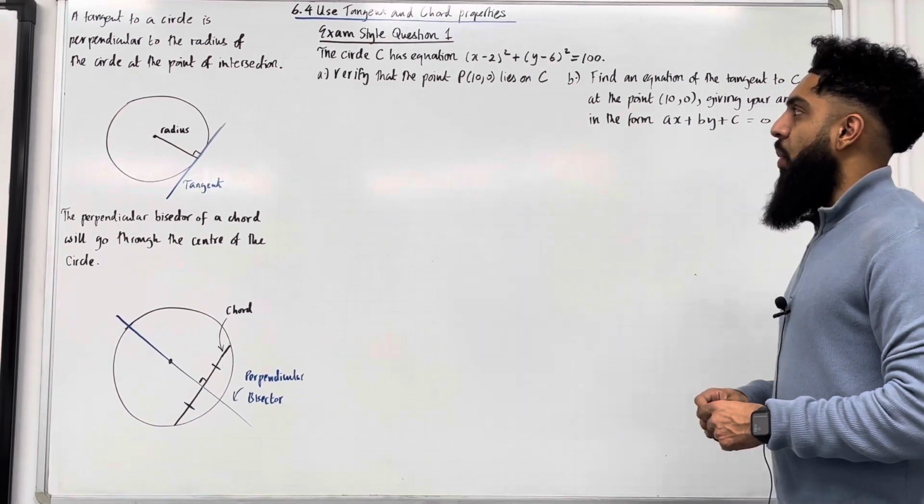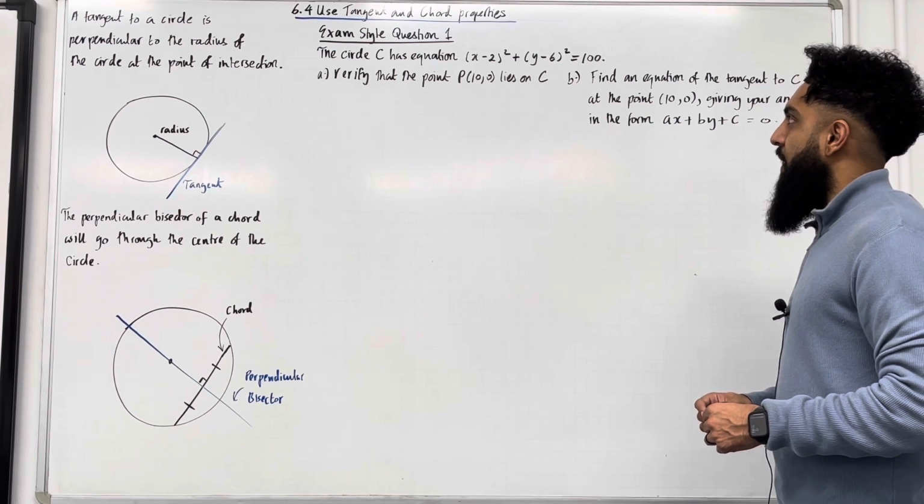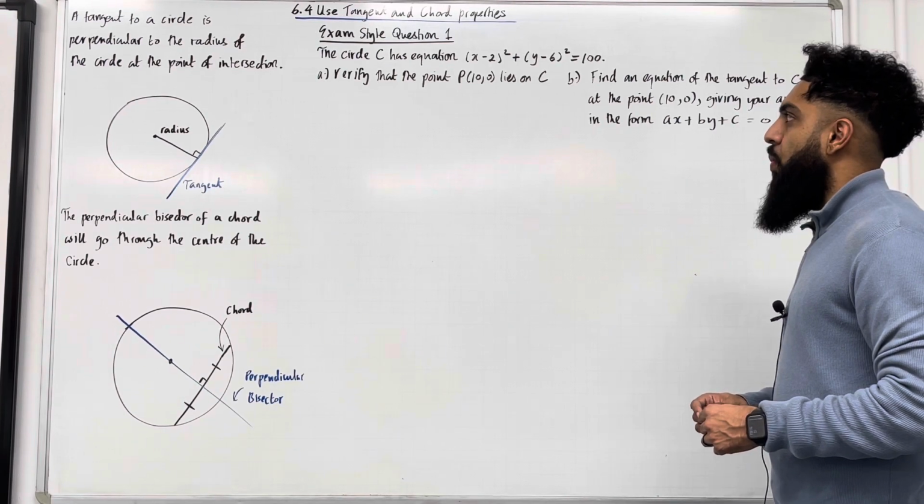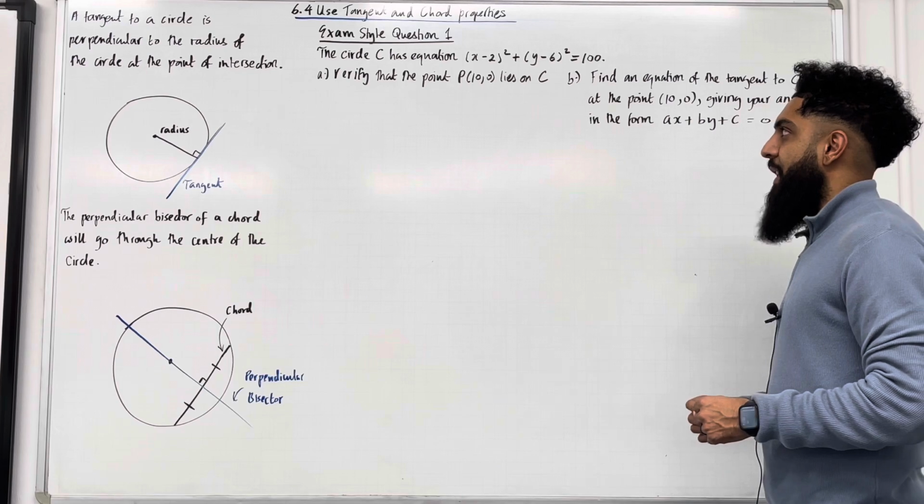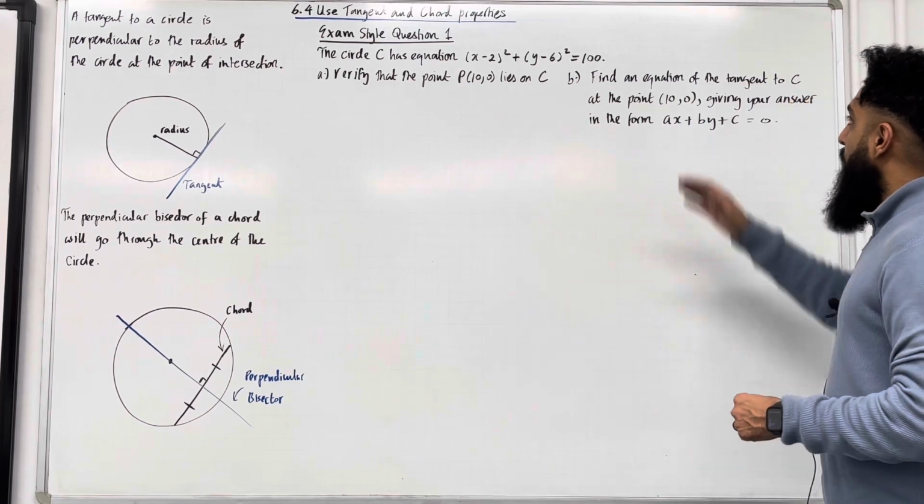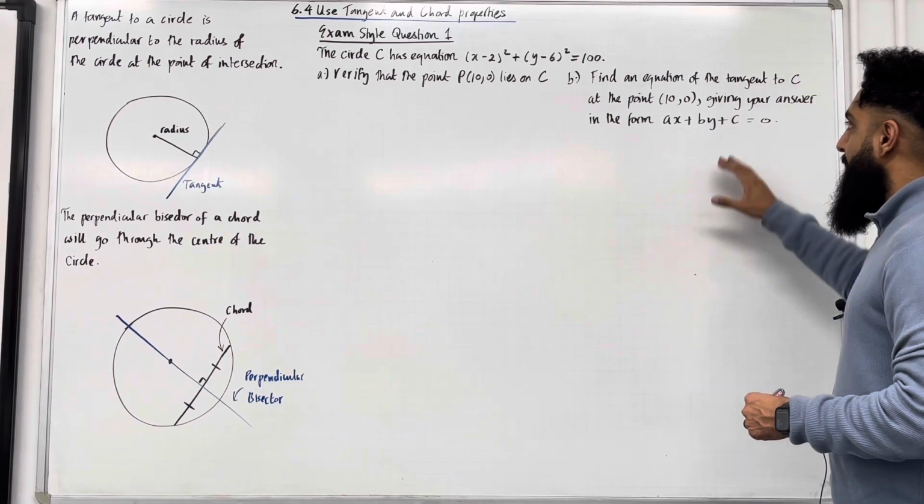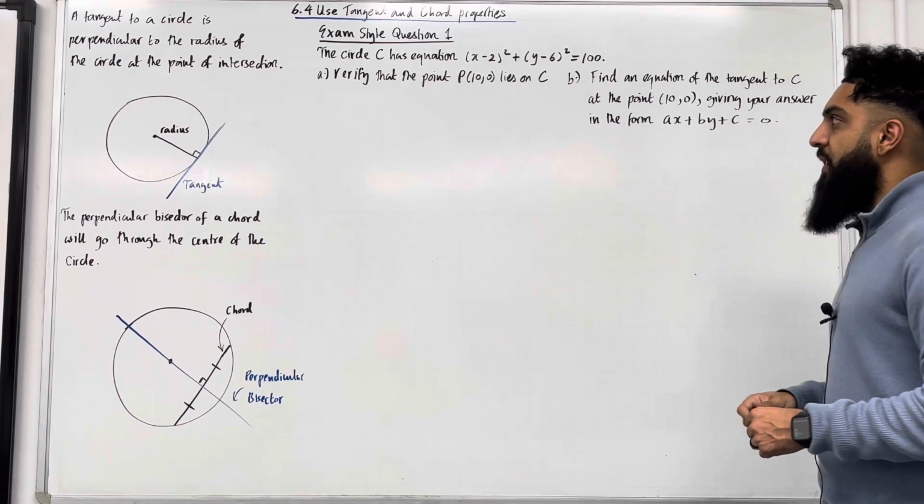Here is exam style question one. The circle C has the equation (x minus 2) squared plus (y minus 6) squared equal to 100. Part A, verify that the point P, 10, 0 lies on C. Part B, find an equation of the tangent to C at the point 10, 0, giving your answer in the form ax plus by plus c equal to 0.